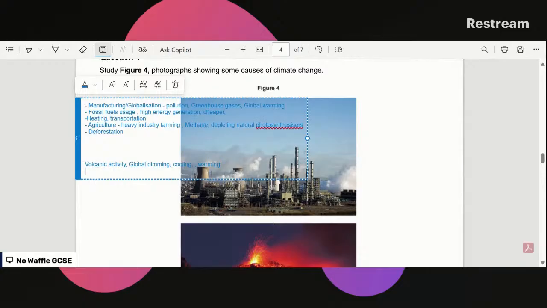Now, on top of this, what are the natural factors? Well, we've got orbital changes in the Earth's orbit that impact the amount of sun and solar radiation that we're receiving. Ash in the atmosphere creates a cover over the Earth, trapping warmth inside. That's a really good analysis point as well.